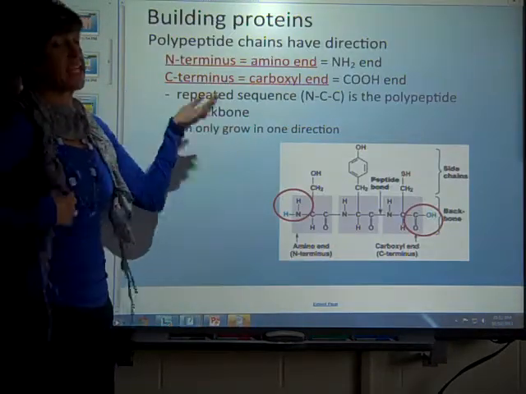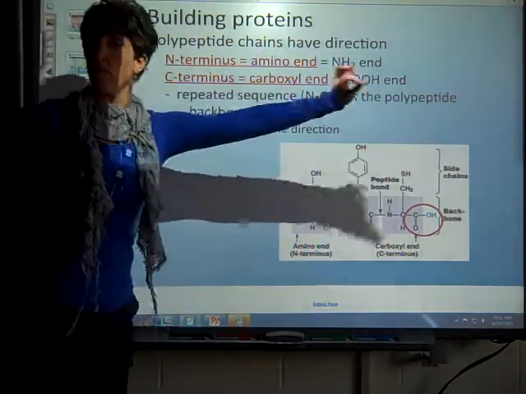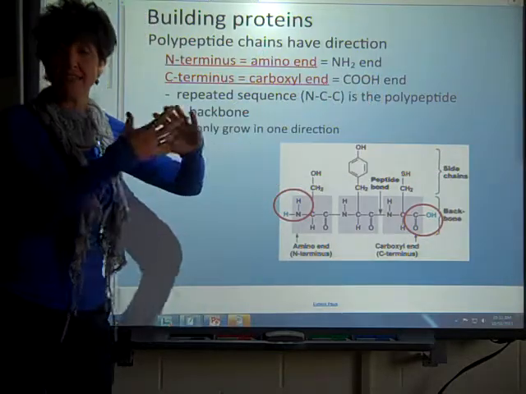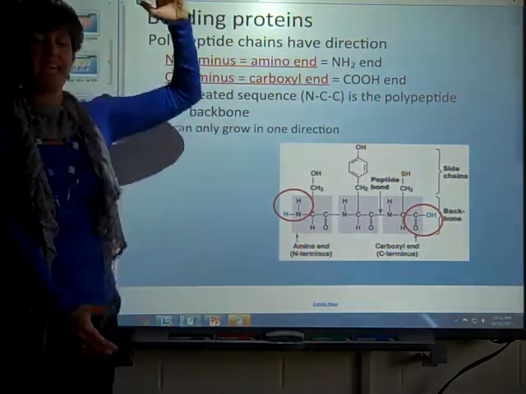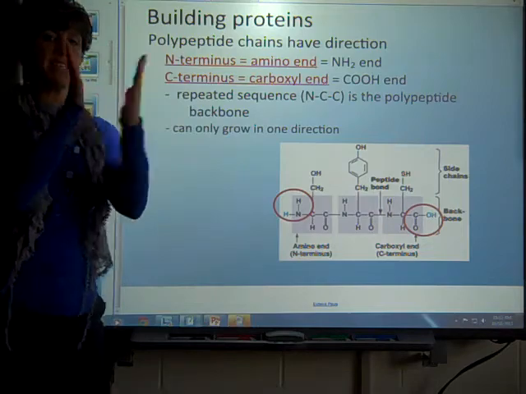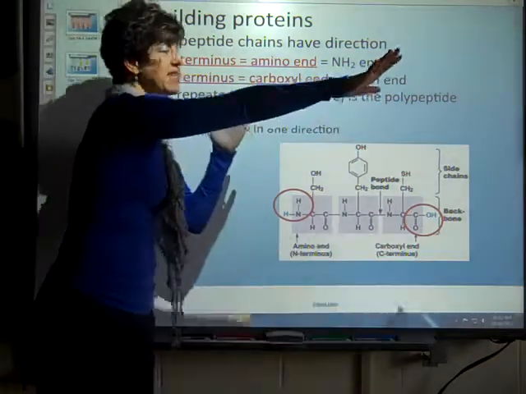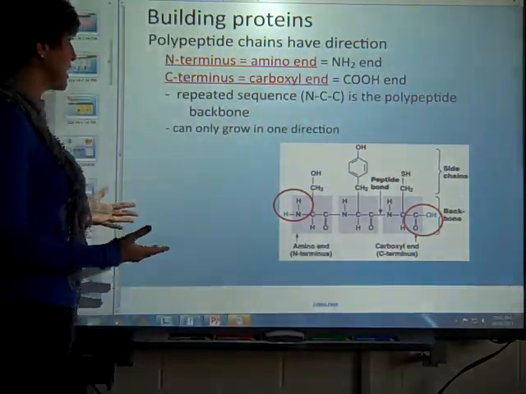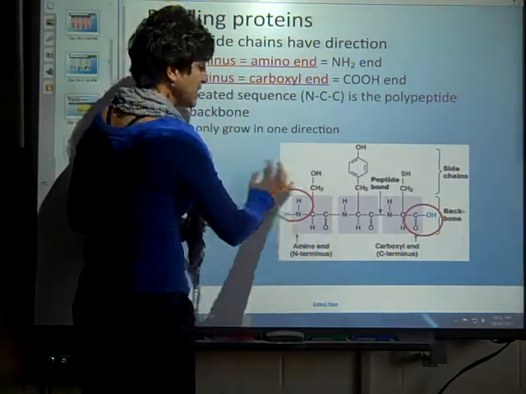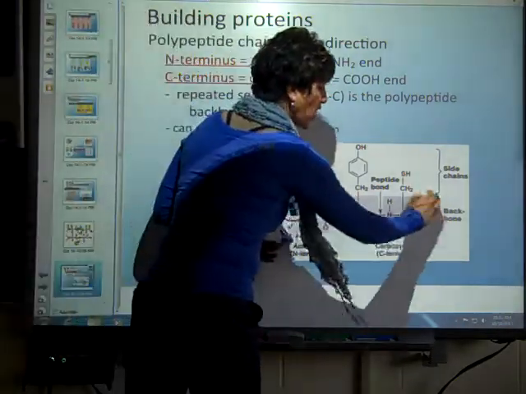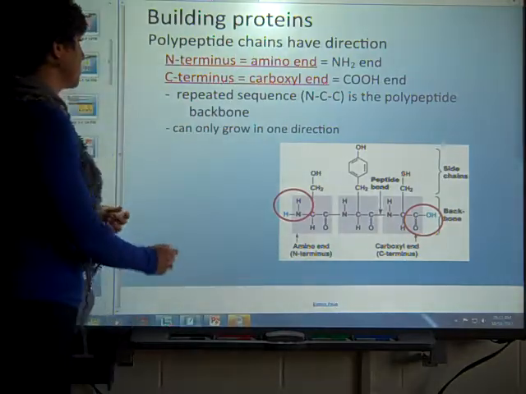When you build a protein, it just goes in one direction, like one long chain. It doesn't ever come off the R's. It doesn't come off the H's. It keeps going NCC, NCC, NCC for as long as that protein is. There is an amino end to my protein. There is a carboxyl end to my protein.